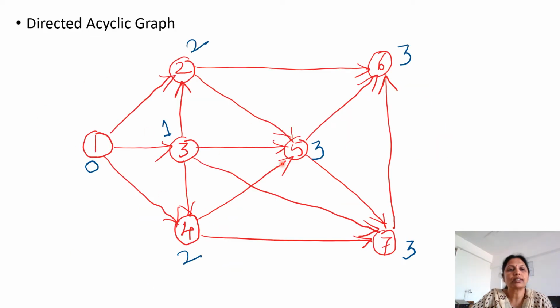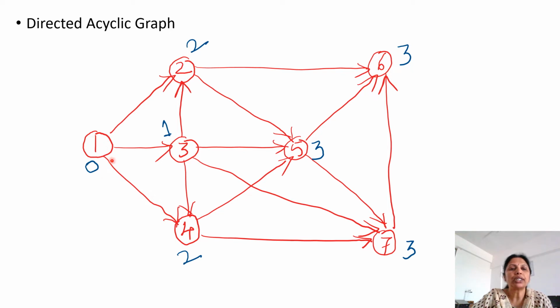Now consider this graph. It is a directed acyclic graph. And what are the steps to identify the topological sort? We have to first identify the in degree of each and every vertex. What is meant by in degree? In degree is nothing but the edges which are going towards that vertex.